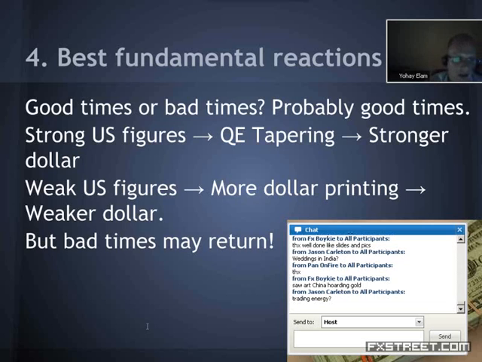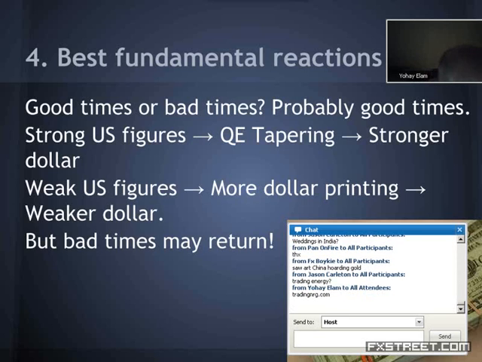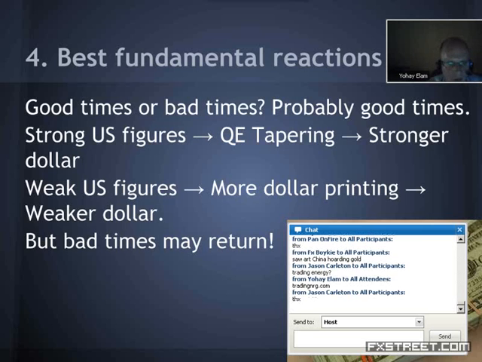Yeah, it's China. Let me see if I can write that down. All attendees. China, there's big demand for gold in China as well. It's something in the culture, but I'm not that familiar with that.